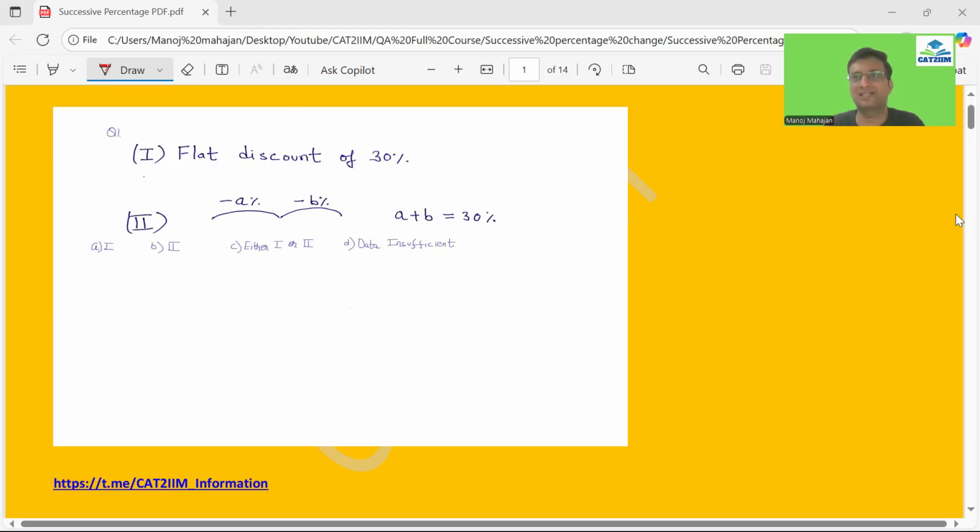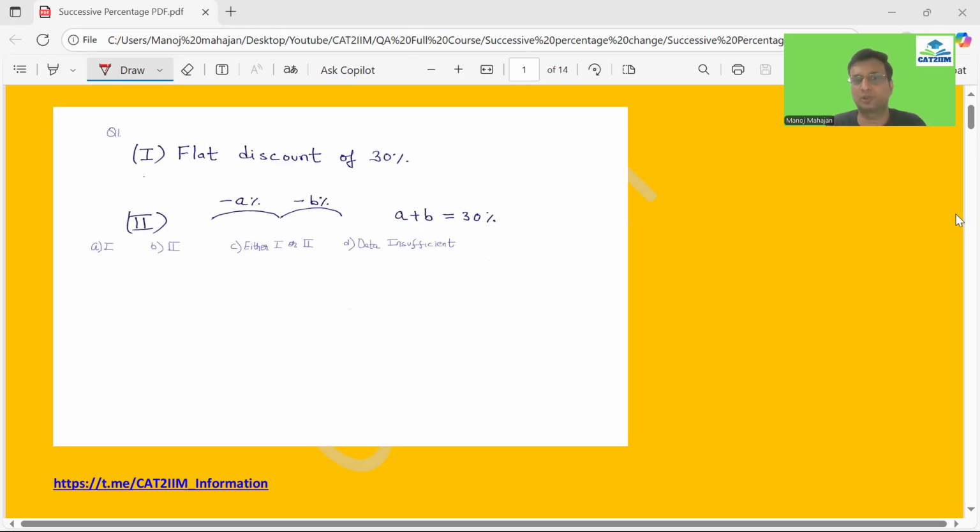So we have already done the successive percentage change part 1. I hope you have watched by now. So today we're going to look at successive percentage change part 2, where we are going to look at the application part. So if you look at question number 1 over here, let's first listen to the story and then you can look forward to pick up the option from here.